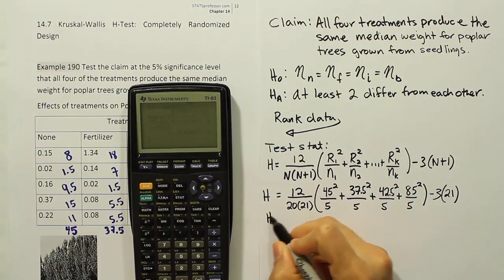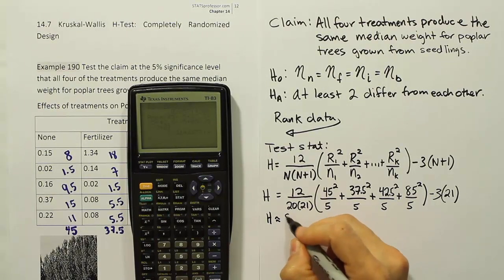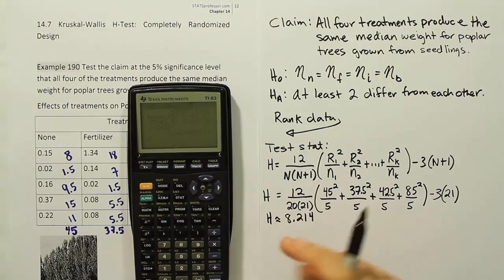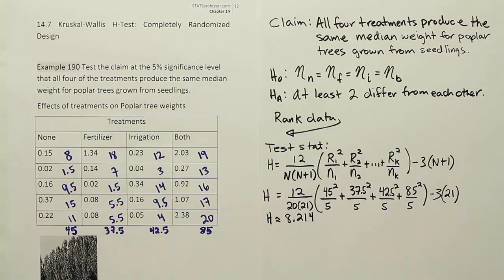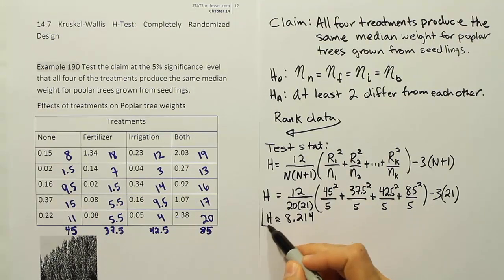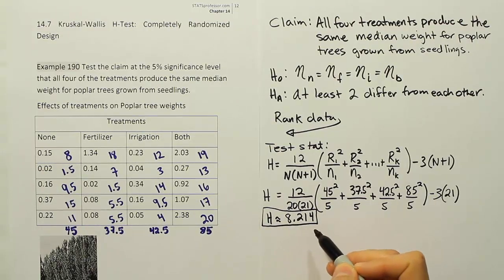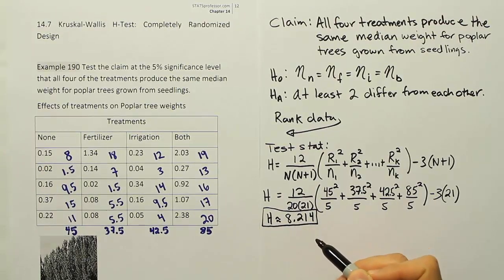So h works out to be approximately equal to 8.214, right? So there's your test stat, 8.214. Now with that test stat, we're going to want to compare it against a critical value, right? So how do I know if this is large enough to conclude that we should reject the null hypothesis? Well, the only way to know is to compare it against a critical value.